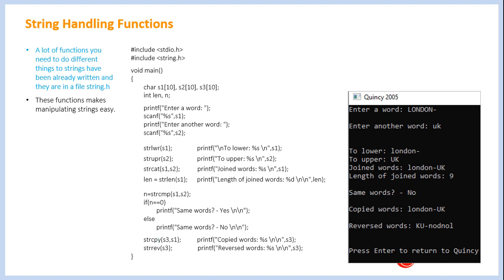This is the function that copies the word in the second array to the first one. S1 contains the word London, UK. This is copied into S3. Hence, when we printf S3, we get this. This is the function that reverses the individual characters in a word. S3 contains the word London, UK. Hence, after reversing, when we printf S3, we get this.